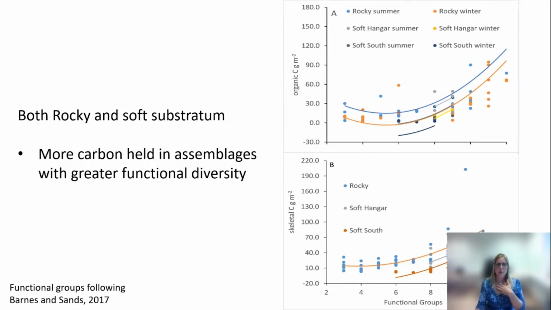The number of functional groups varied from 3 to 12 in each replica quadrat, but both organic and skeletal carbon stocks increased significantly with the number of functional groups, which was the same result that came from the Barnes and Sands 2017 paper when looking at zoobenthic functional diversity at South Georgia. So it shows that the higher the diversity in functional groups, the larger the amount of blue carbon stored within the benthic ecosystems.